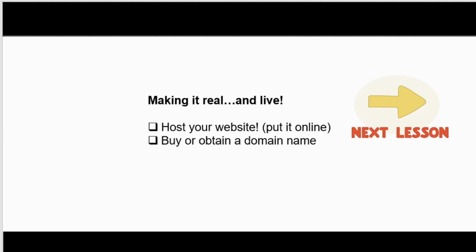So be thinking about that, and particularly be thinking about a domain name, such as www.testandtrack.io or whatever your website is, www.bensburgers.com. So think about a domain name. We'll be talking about that next lesson.